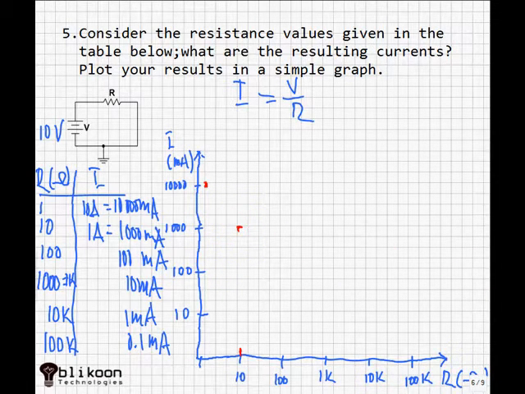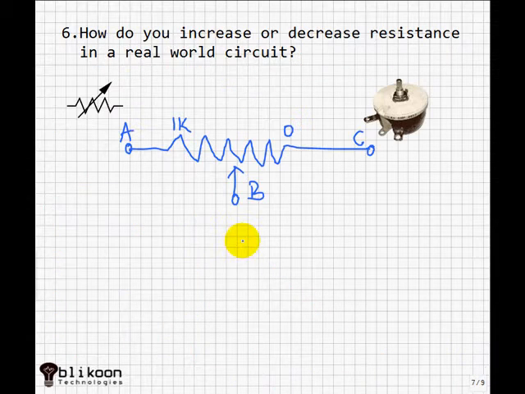And we keep doing this as we have all our points, and if we are to plot a graph, it should be something like this. And you see that as resistance increases, current is decreasing. This is Ohm's law. How do you increase or decrease resistance in a real-world circuit?